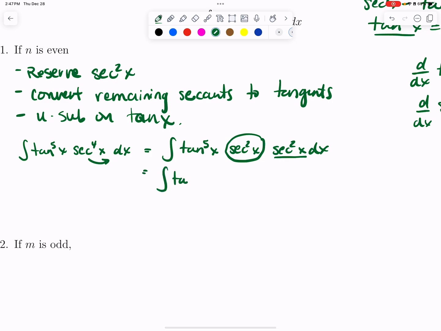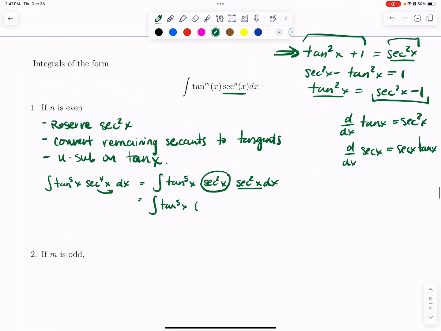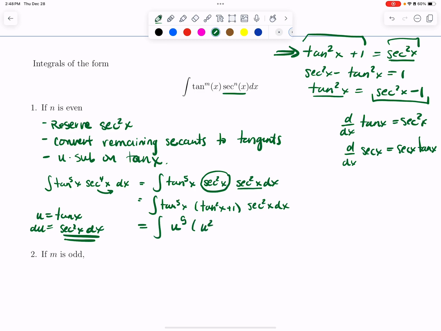So then this becomes tangent to the 5th x. And then remember, it's not the same Pythagorean identity as sine and cosine. Secant squared is tangent squared plus 1. So this becomes tangent squared x plus 1, and then we still have the secant squared x reserved. And now we do a u sub on tangent. So if u is tangent x, then du is secant squared x dx, which we reserved for this very reason. So now we just replace all of these. That's u to the 5th, u squared plus 1, du, and now it's just a bunch of power rules.